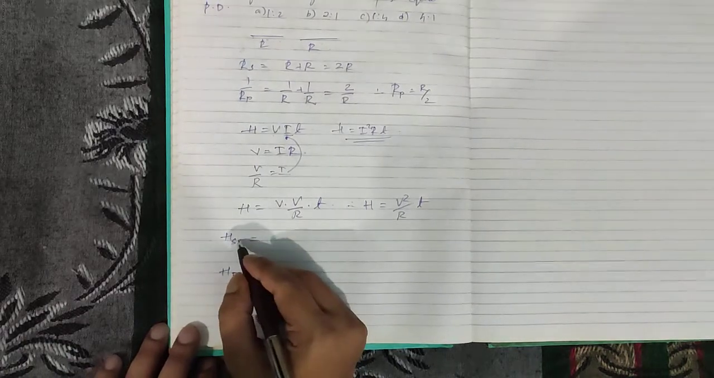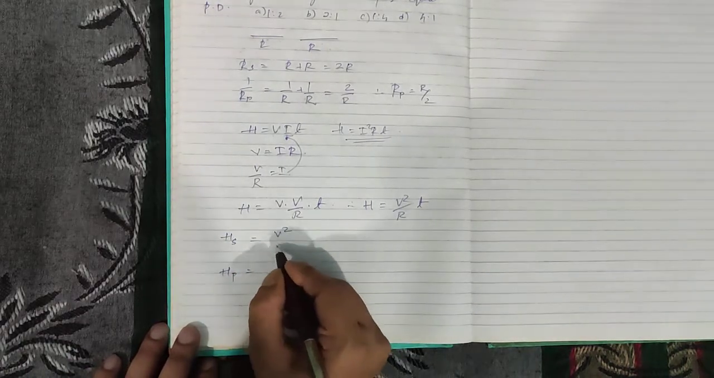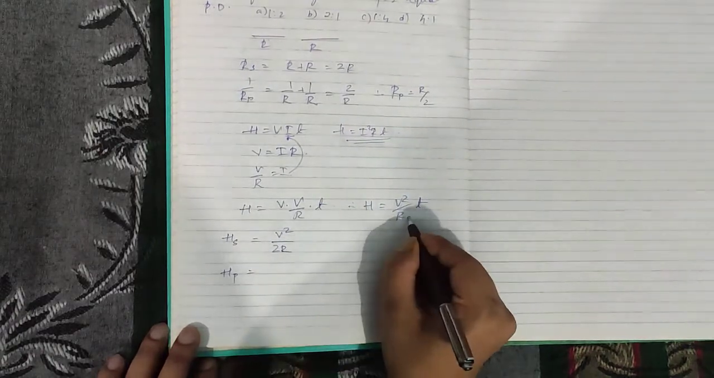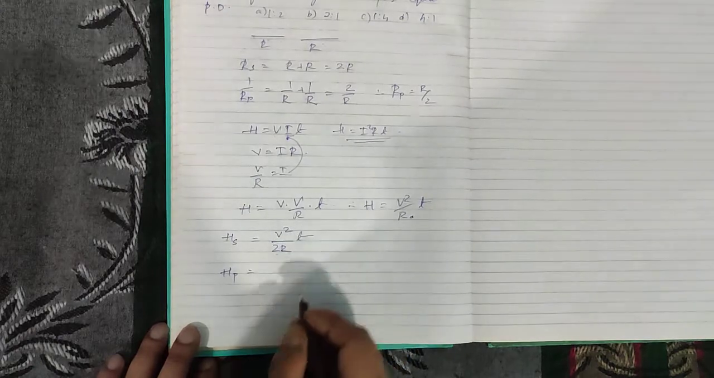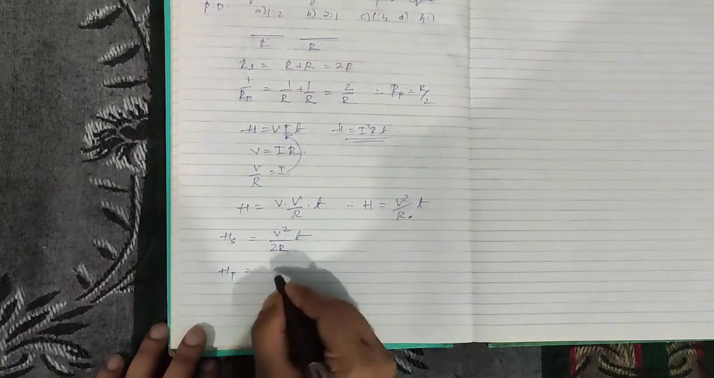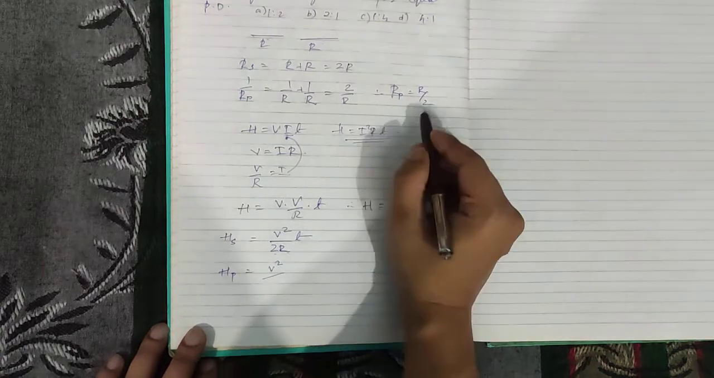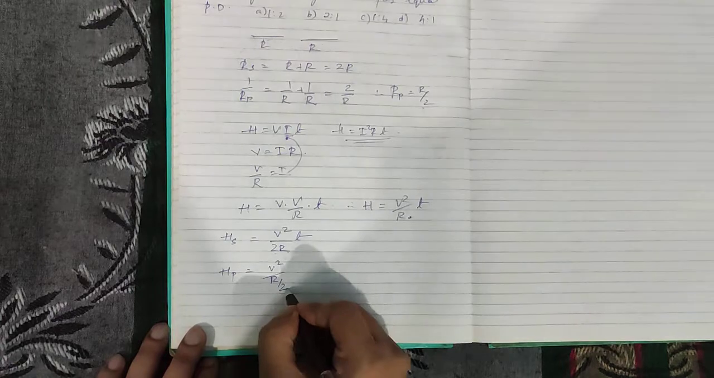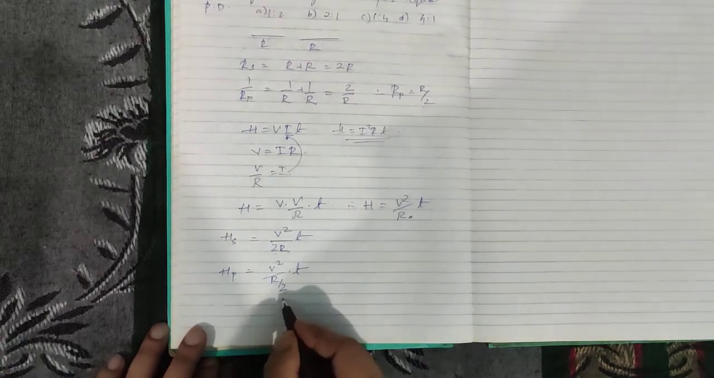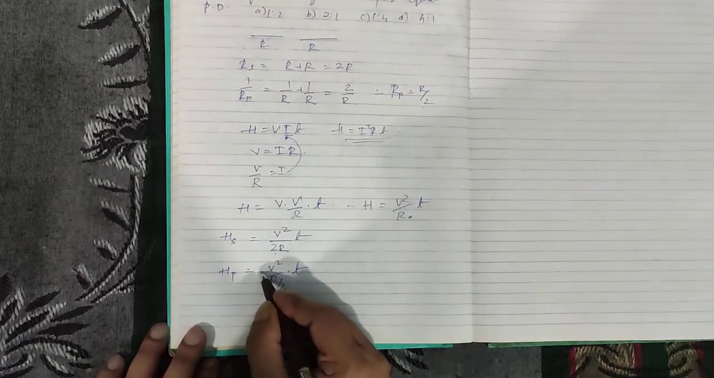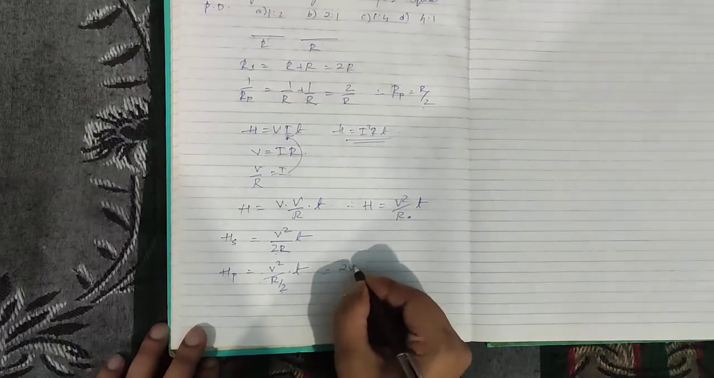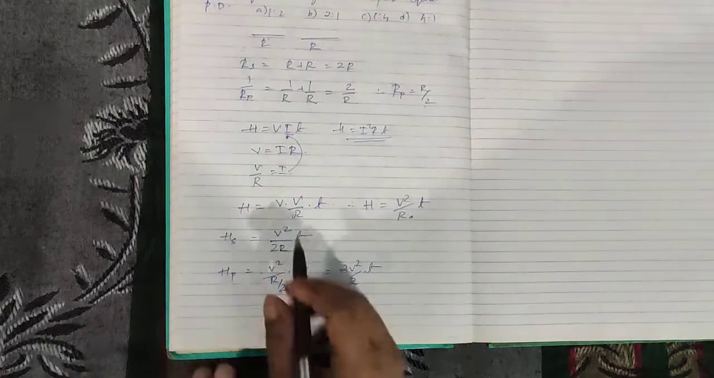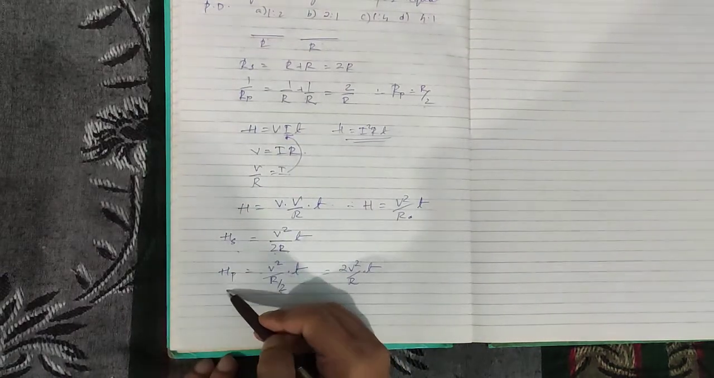So H in series, with equal potential difference V, is V square by R, and R is 2R, so we write 2R, and T as it is. In the same way, in parallel we write V square by R by 2, into T. Now obviously this 2 is in the denominator, so we write it in the numerator, so it becomes 2V square by R into T. So now we have the values of heat energy generated in series and in parallel.